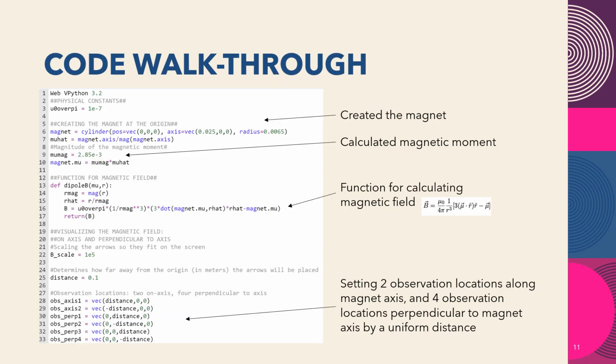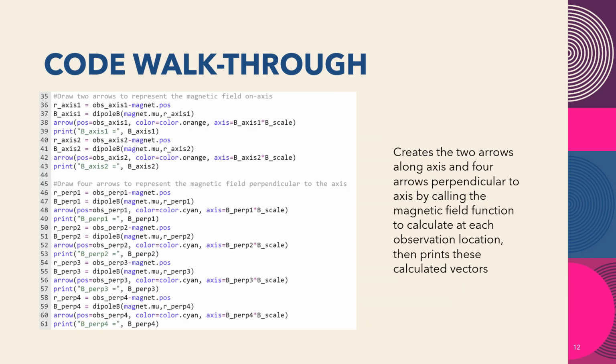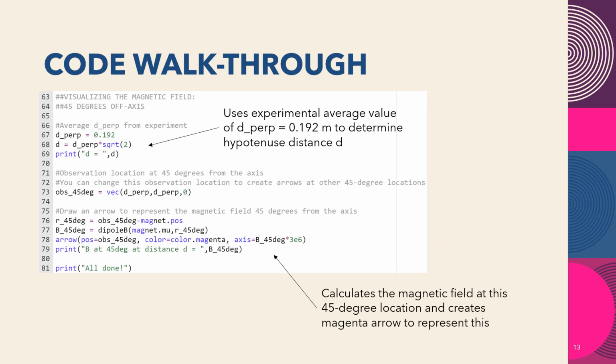Walking through my GlowScript code, first I created the magnet and put in my calculated magnetic moment. I then applied the function for calculating magnetic field and established observation locations along the magnet axis and perpendicular to the magnet axis. In this next portion of the code, I created all the magnetic field arrows and printed the calculated vectors associated. Finally, I used the experimental average value of dperp, around 0.192 meters, to determine the hypotenuse distance d and calculate the magnetic field at this 45-degree location, creating a magenta arrow to represent this.